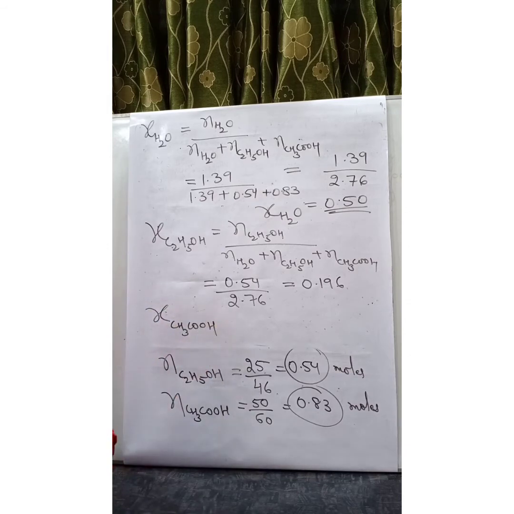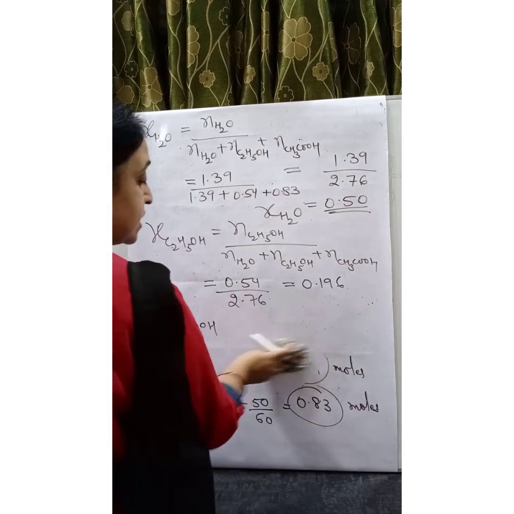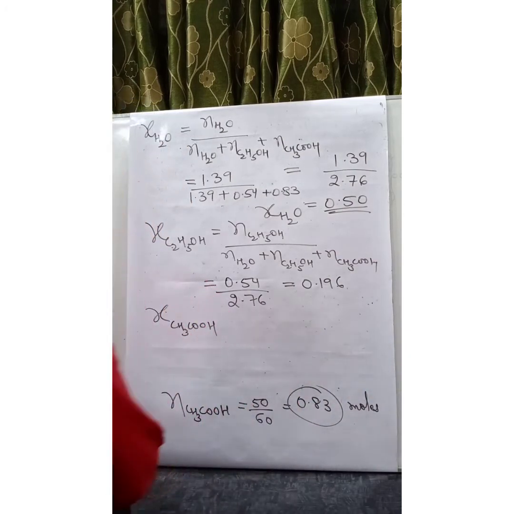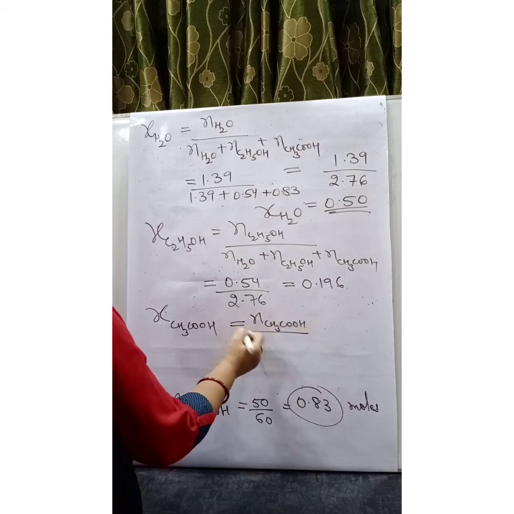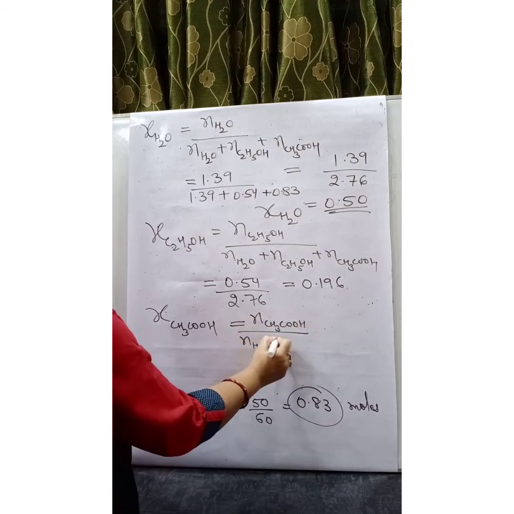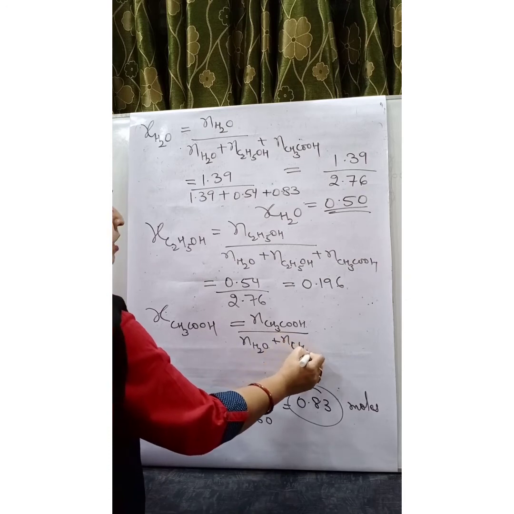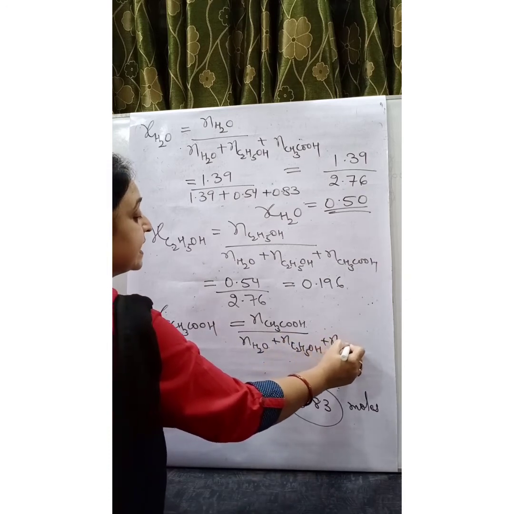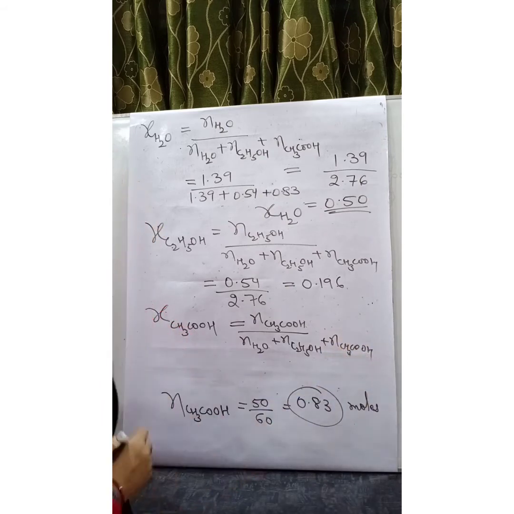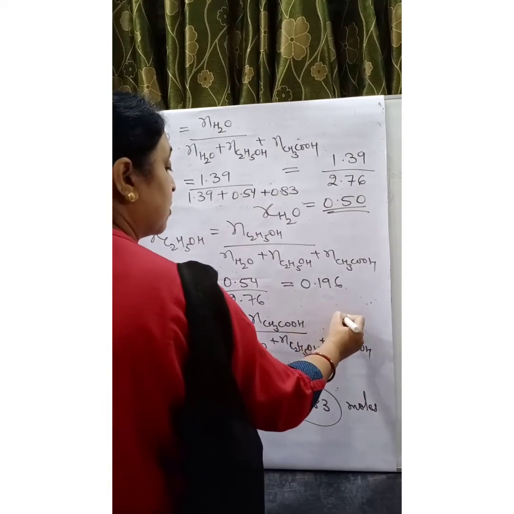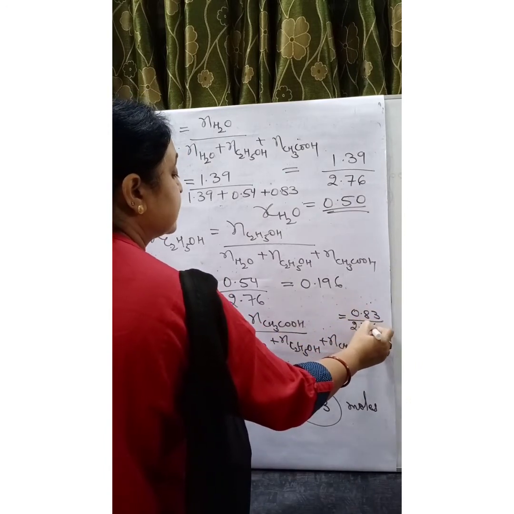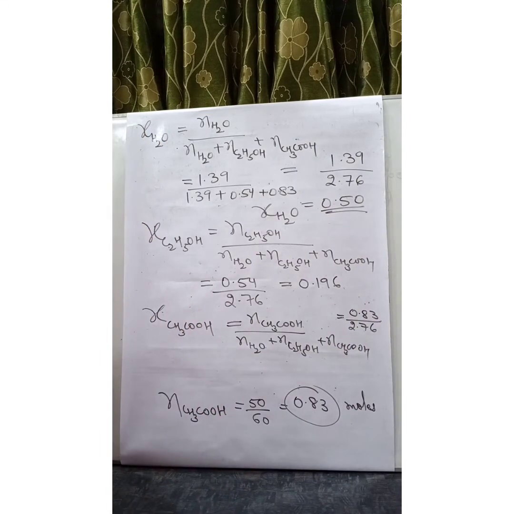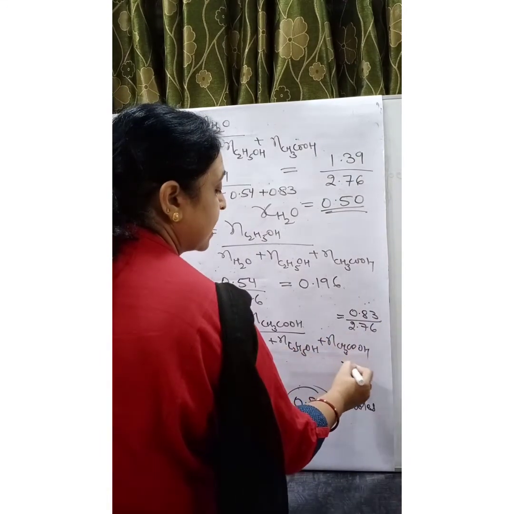Now similarly, mole fraction of acetic acid. There are two ways of calculating it. One way is by using the formula directly: number of moles of acetic acid upon total number of moles, water plus ethanol plus acetic acid. This way directly you can calculate. Put the number of moles of this, 0.83 upon 2.76. And when you solve this, you get 0.30.